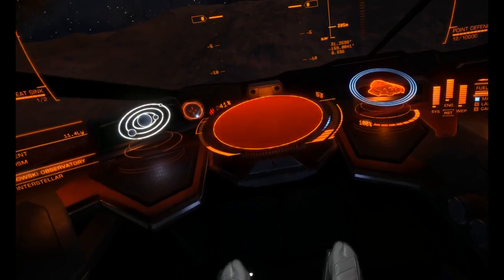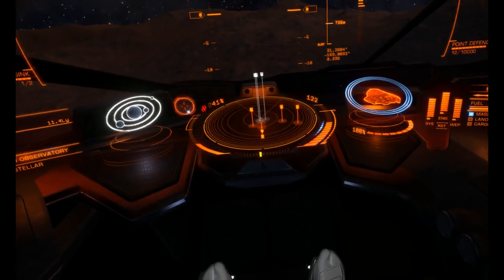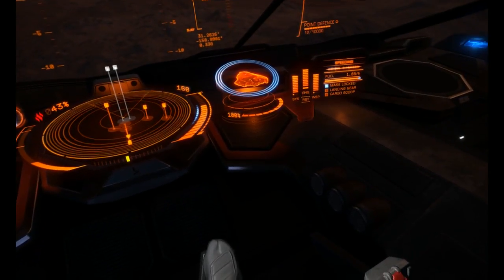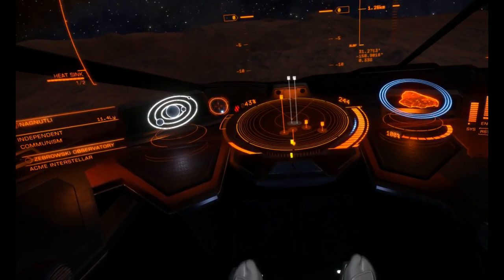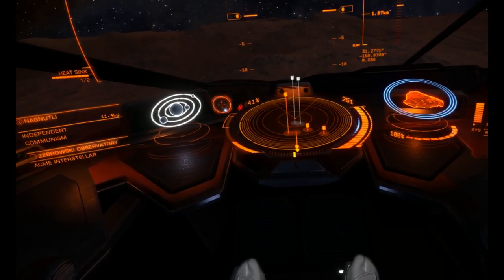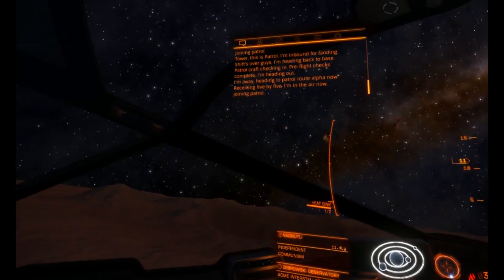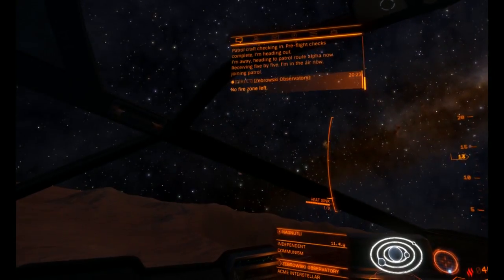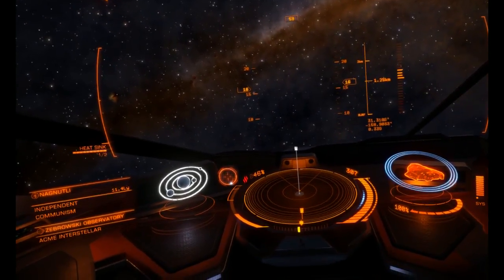Landing gear retracted. Reports of heavy traffic around this facility. Please take care. Speed restrictions lifted. Flight control signing off.